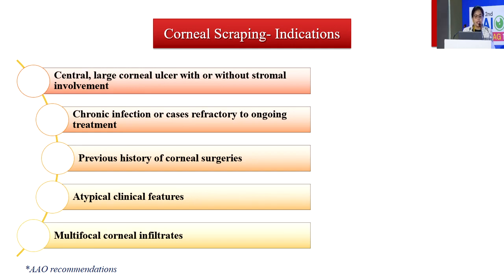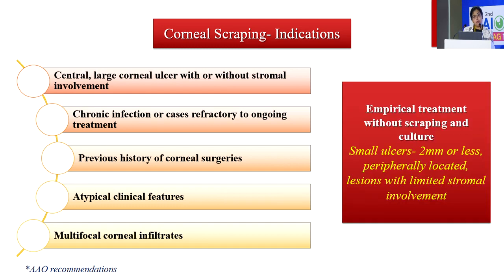Coming to the indications, when to do corneal scraping: central large corneal ulcers with or without stromal involvement, chronic infections, cases refractory to ongoing treatment, previous history of any surgery, post CXL, post LASIK, post transplant. You have to do a scraping and suspect infection. The index of suspicion has to be very high. Atypical clinical features such as radial keratoneuritis, feathery margins, satellite lesions, etc., that point towards a specific microorganism. Multifocal corneal infiltrates. These are the AAO recommendations for when you should do scraping.